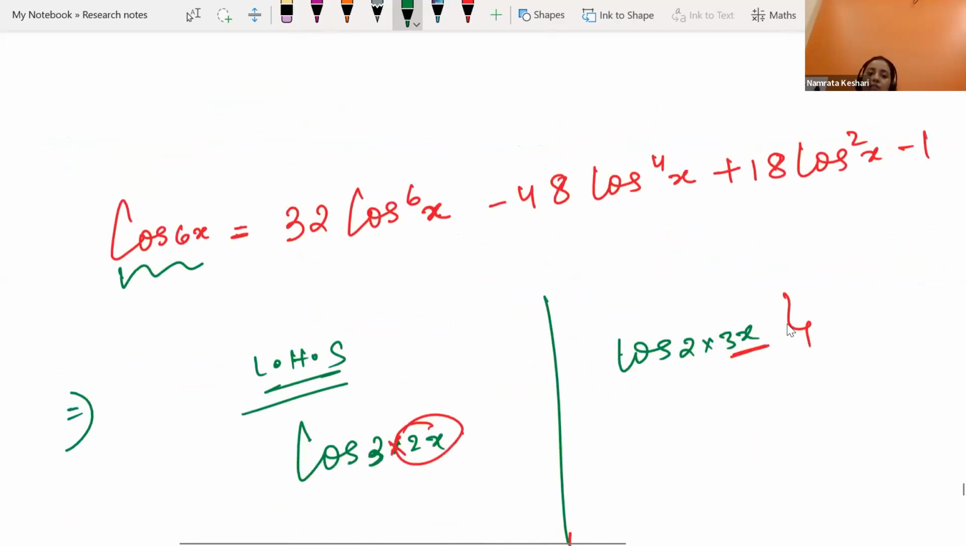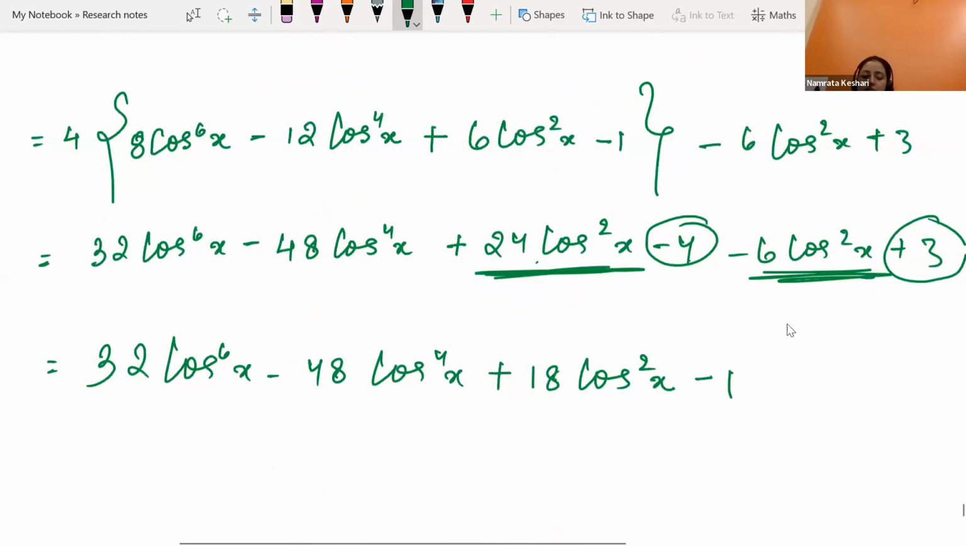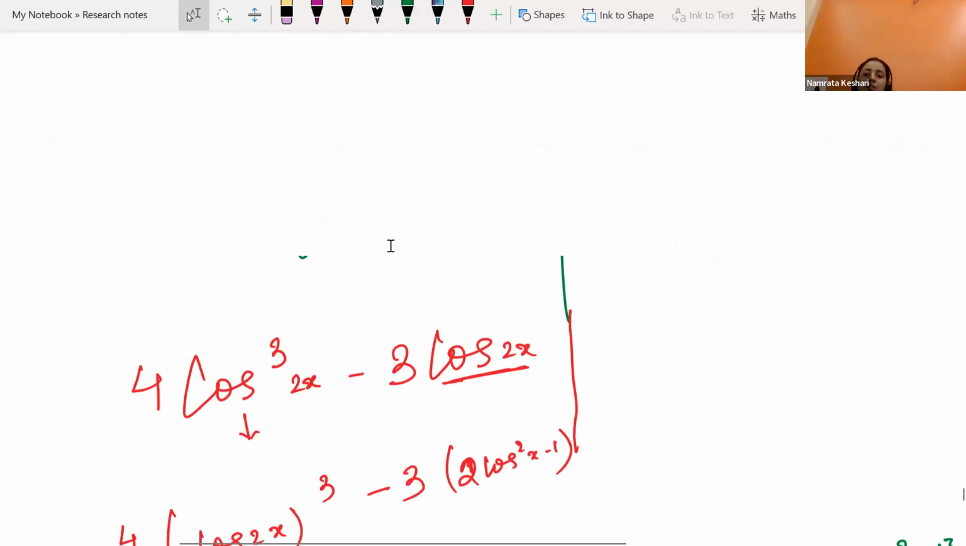We are done. Can you see? It's not that difficult, just formula based. All the proofs are just formula based. So we are done with this complete chapter.